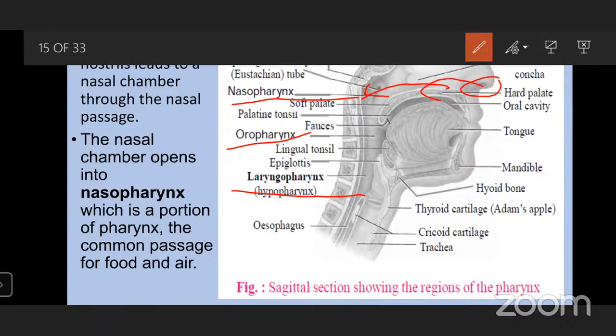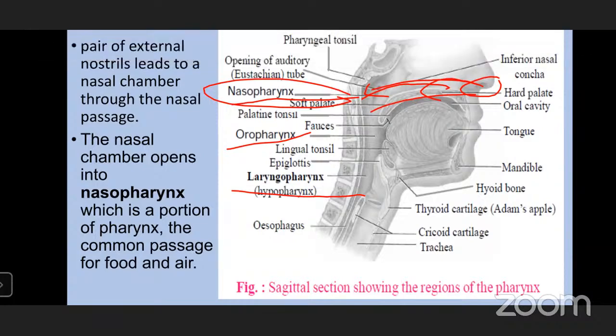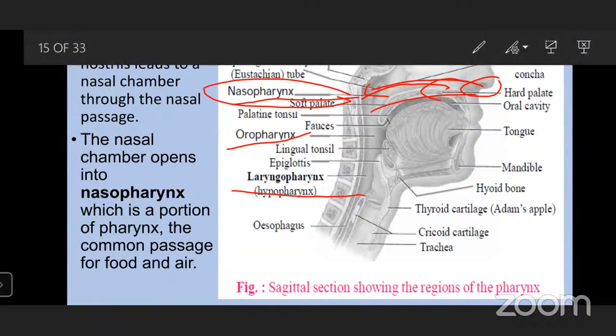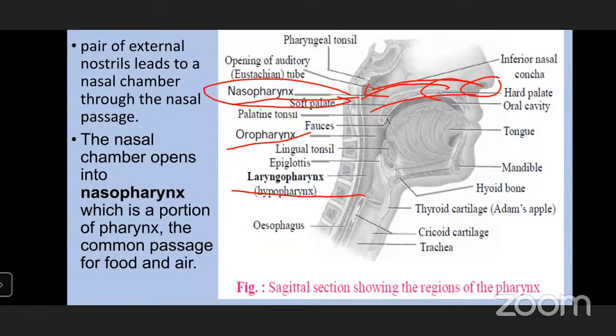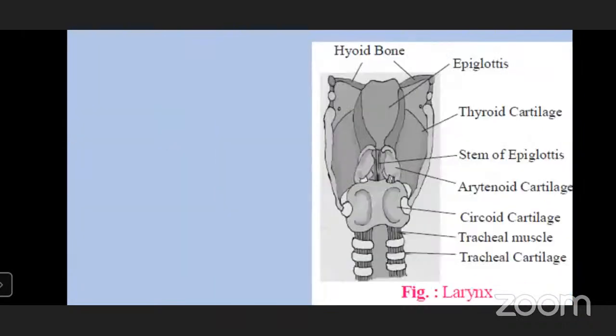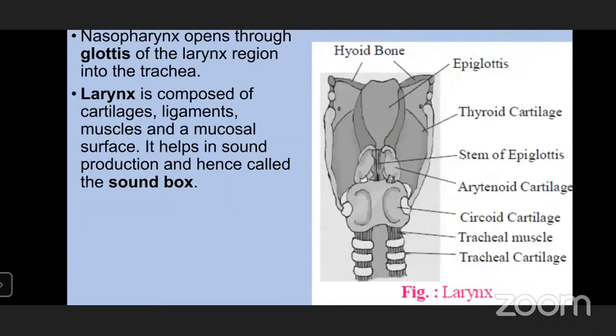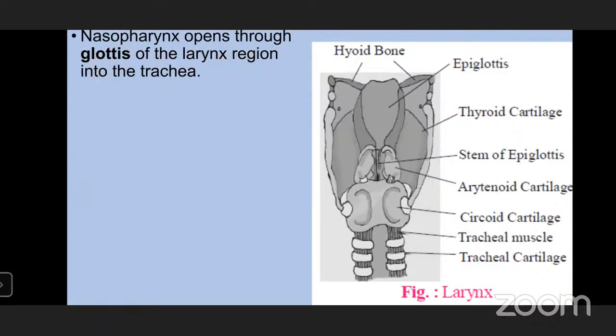So the nasal chamber opens into the nasopharynx, and this nasopharynx is the portion of pharynx. Okay, and we know that pharynx is a common passage for both food and air, right? Yes. So next thing is, now the nasopharynx opens through the glottis of the larynx region into the trachea.